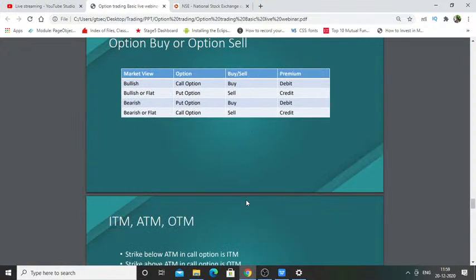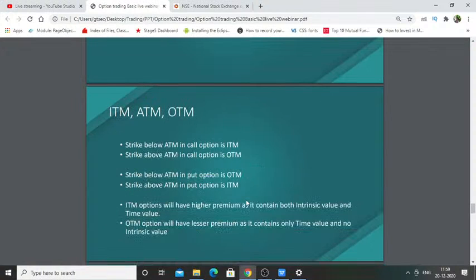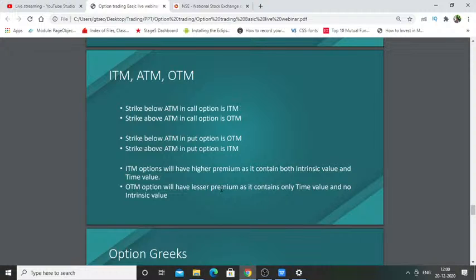Okay, so I'll be moving to the next slide now, which is in the money, at the money, and out of the money. Strike price below ATM in a call option is in the money, and strike price above ATM in a call option is out of the money. Strike price below ATM in a put option is out of the money, and strike price above ATM in a put option is in the money. In the money will always have a higher premium as it contains both intrinsic value and time value, but out of the money will have a lesser premium as it contains only time value and no intrinsic value.